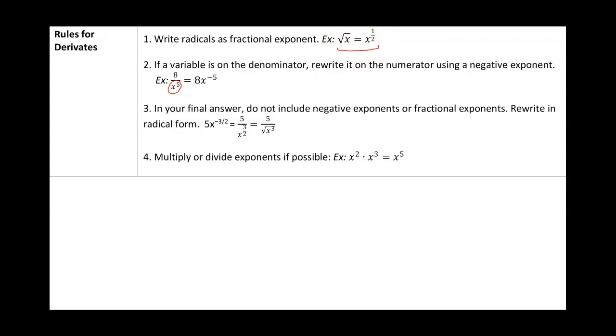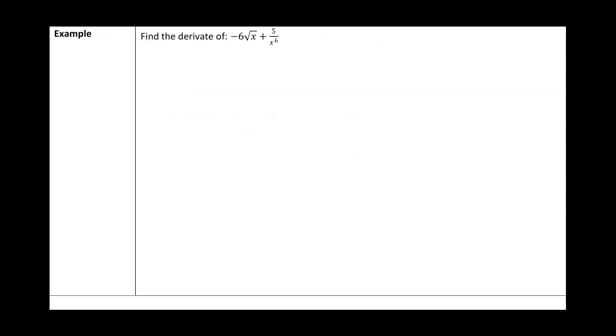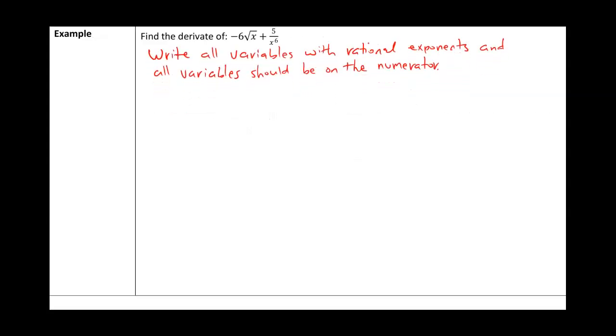And then the second rule says, if you have an exponent on the denominator, we move it to the numerator and change the sign. So if it's positive, it becomes negative once you move it to the numerator. And you'll see why we have to do this. So write all variables with rational exponents, and all the variables should be on the numerator.